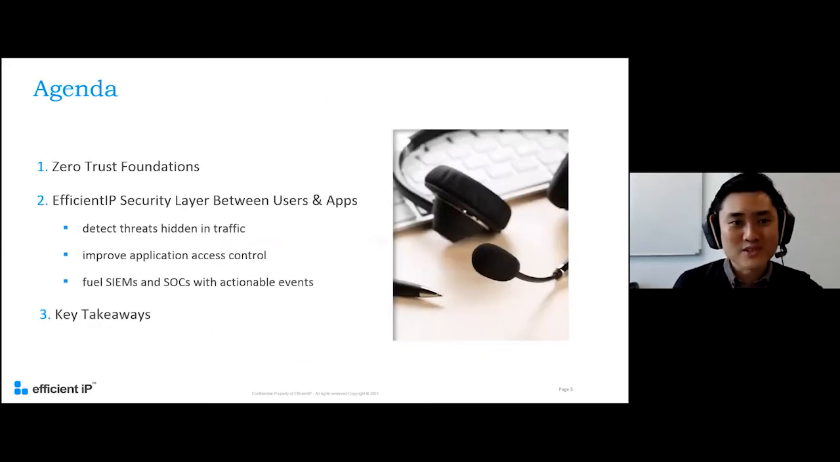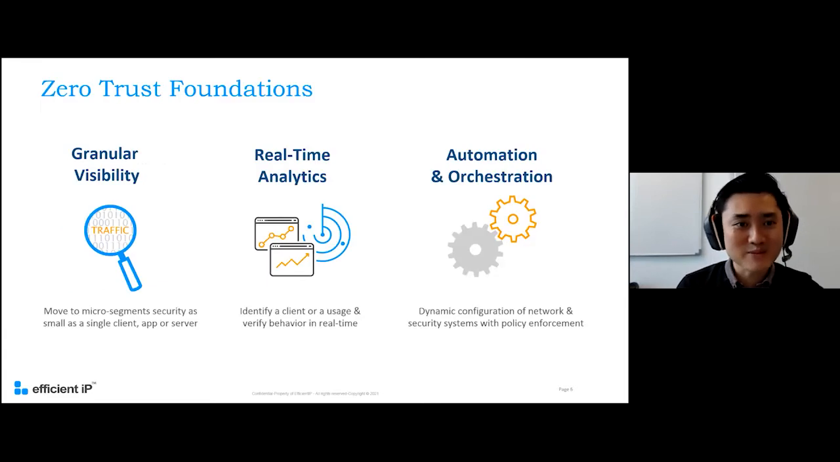Our agenda for today is to discuss the three topics of zero trust. We're going to introduce first how you effectively implement zero trust by knowing its foundations. Afterwards, we're going to discuss how EfficientIP can help you in your zero trust initiatives and the key benefits. And lastly, as we close up the session, we're going to discuss the key takeaways for this afternoon's session. Let's begin with our zero trust foundations.